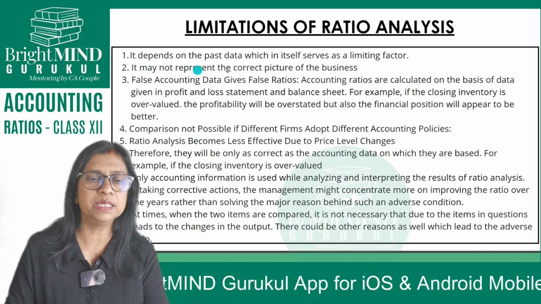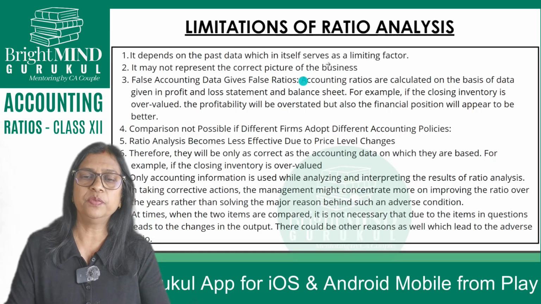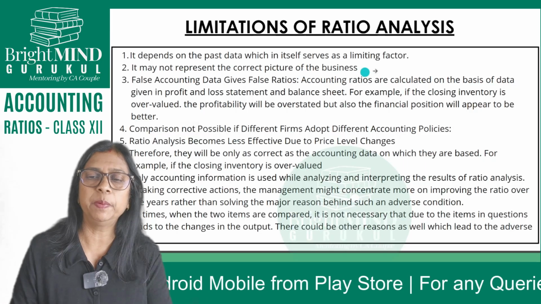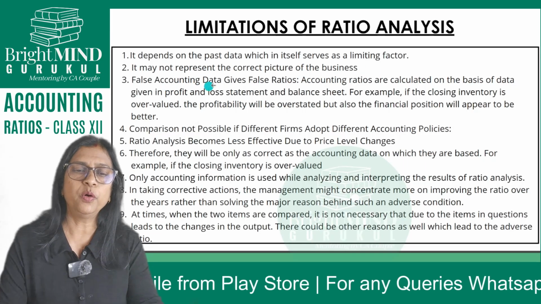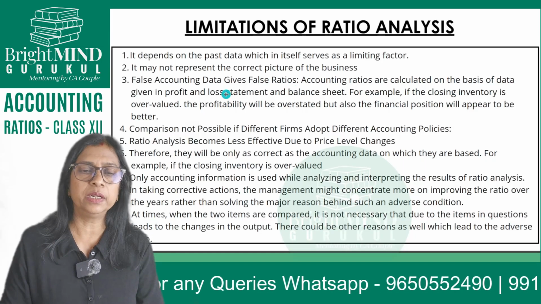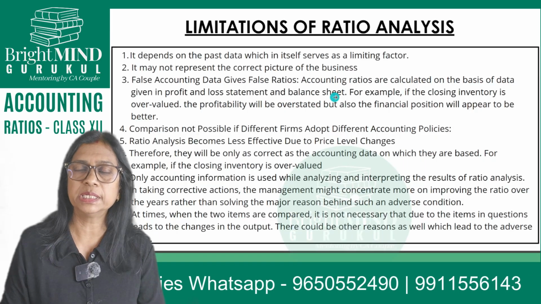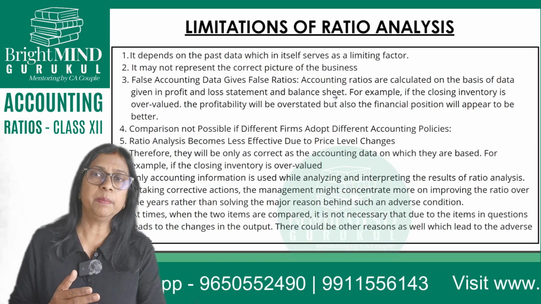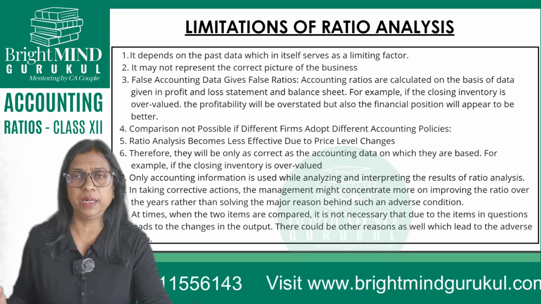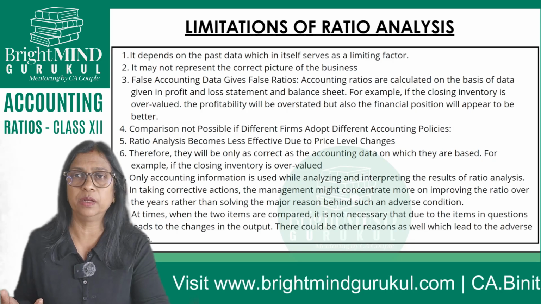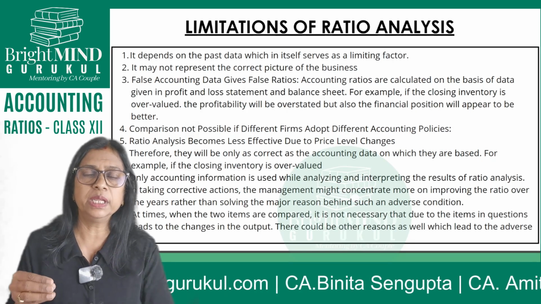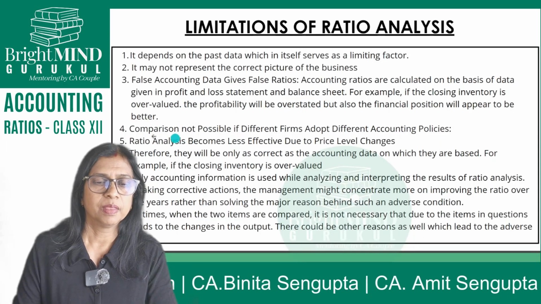The first limitation is that it depends on past data, which in itself serves as a limiting factor. It may not represent the correct picture of the business. Also, false accounting data gives false ratios. Accounting ratios are calculated on the basis of data given in the profit and loss account and balance sheet. The profit and loss account and balance sheet might also have some figures which might be manipulated or overvalued. Usually, the closing stock may be overvalued. So it will not show the exact picture.